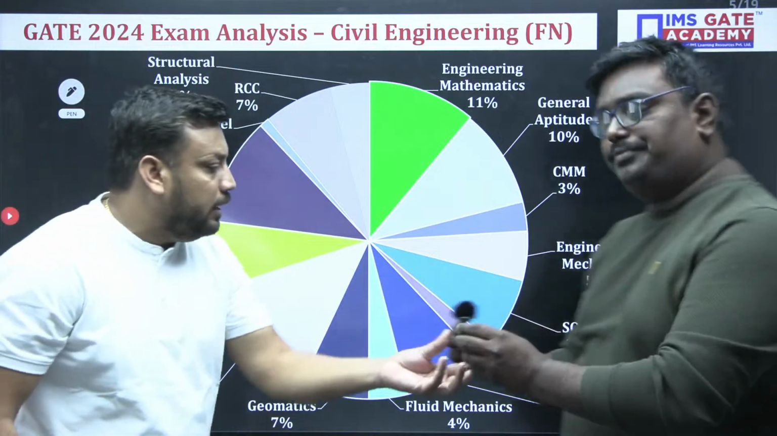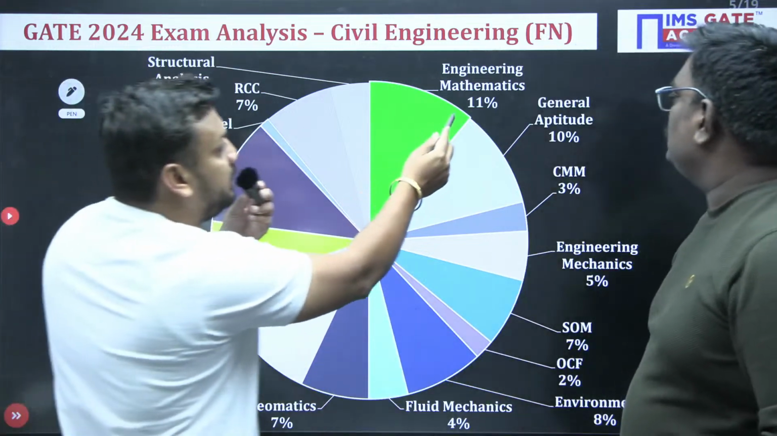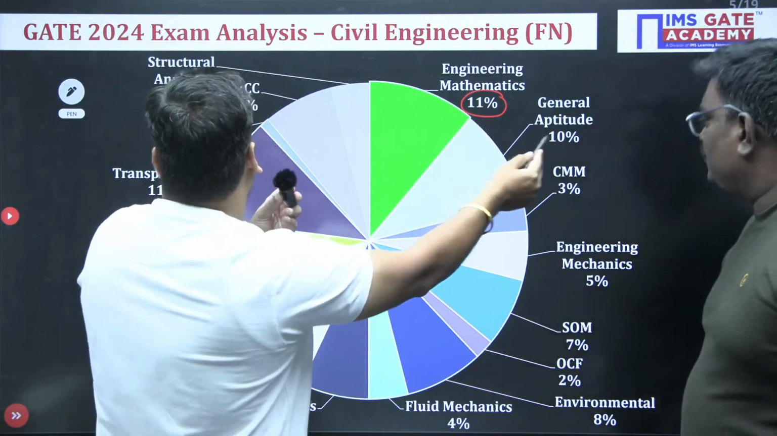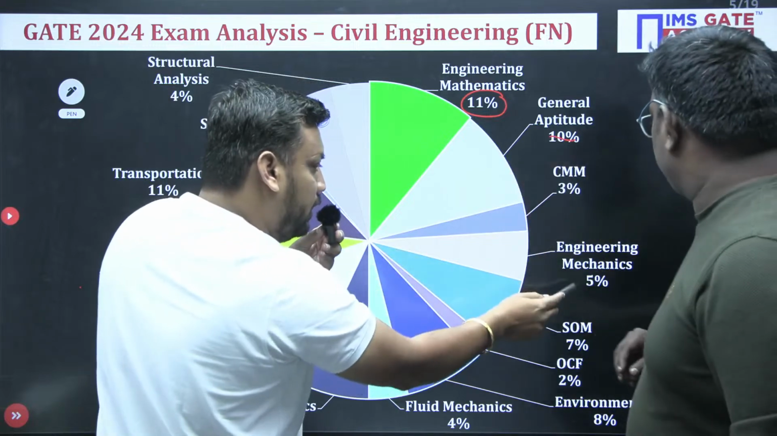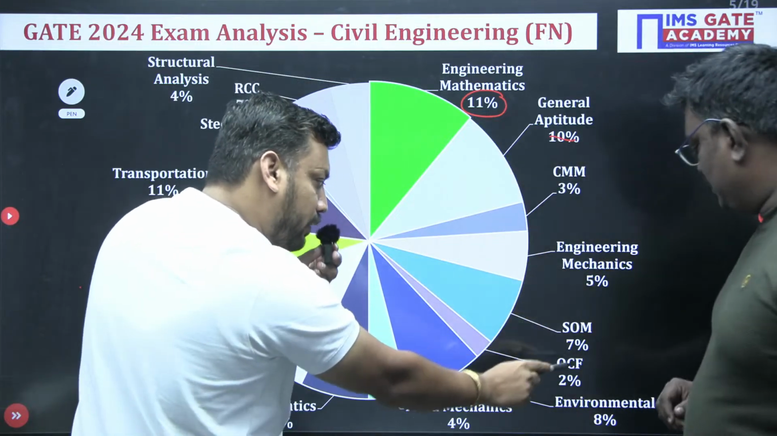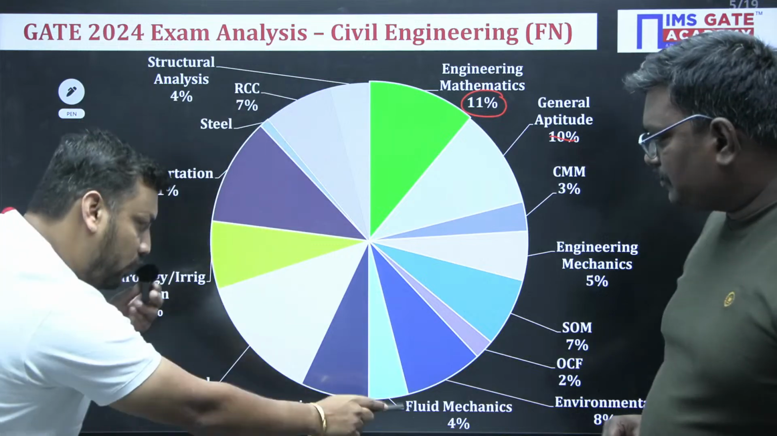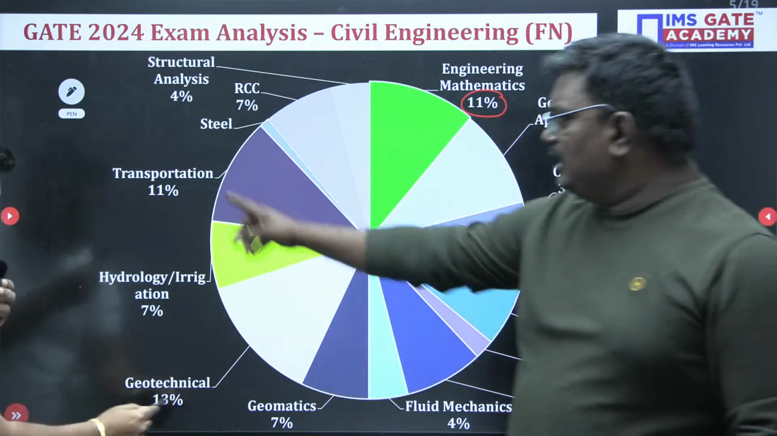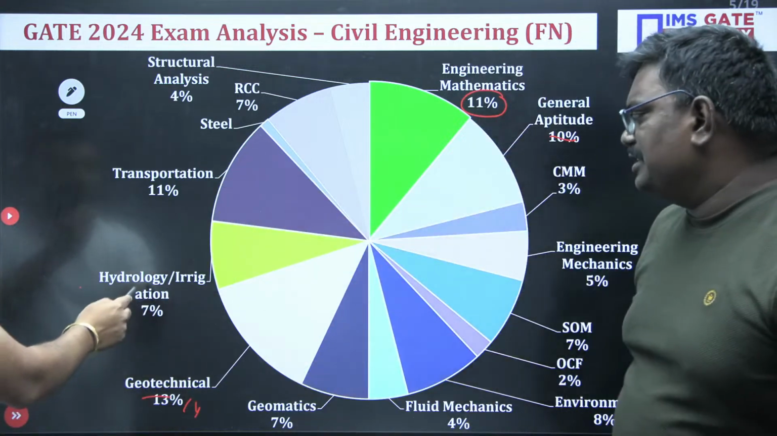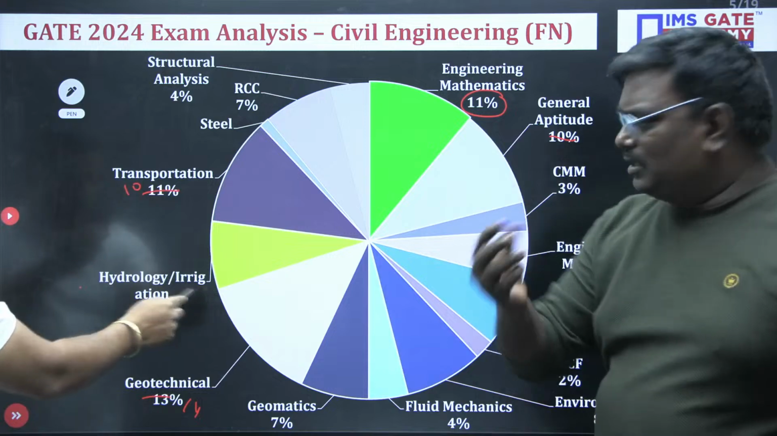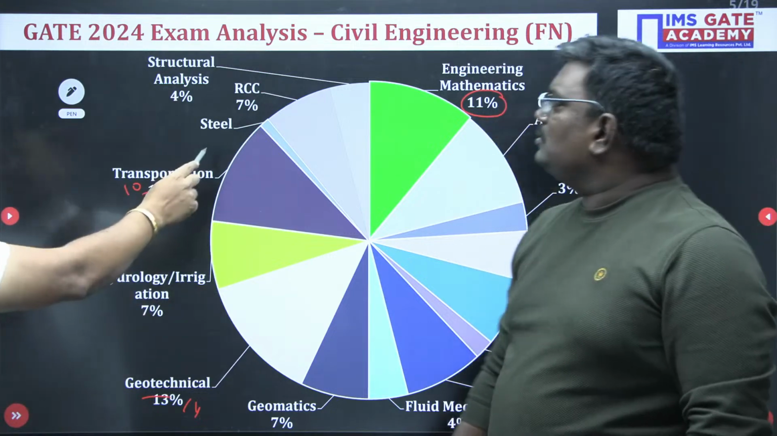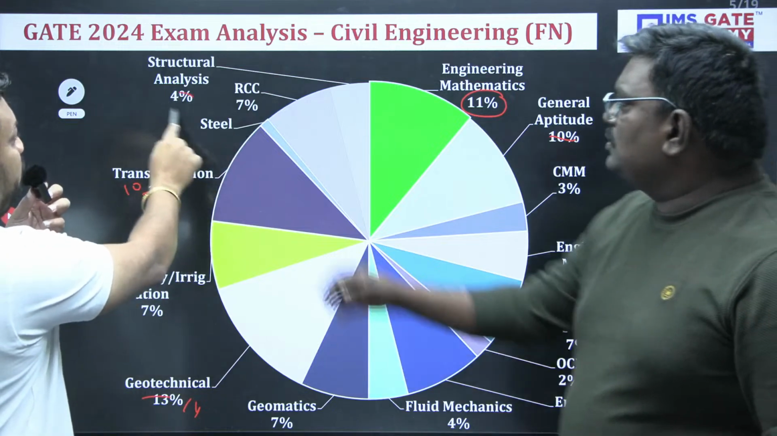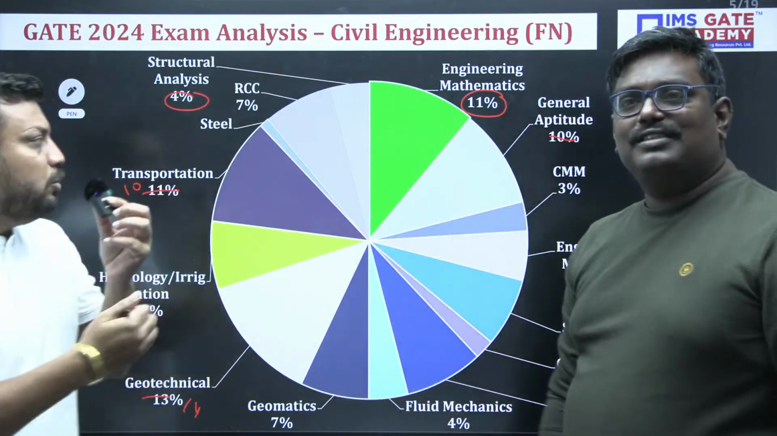Yes sir. If I talk about the weightage, guys, engineering mathematics is 11 marks. Generally it is 13 marks, but today 11 marks. Aptitude should be 15. CMM 3, engineering mechanics 5, SOM 7, OCF 2, environment 8, fluid mechanics 4, geomatics 7, geotech 14, transportation 10, hydrology irrigation 7, steel 4. Now over to you, you can start the solution.